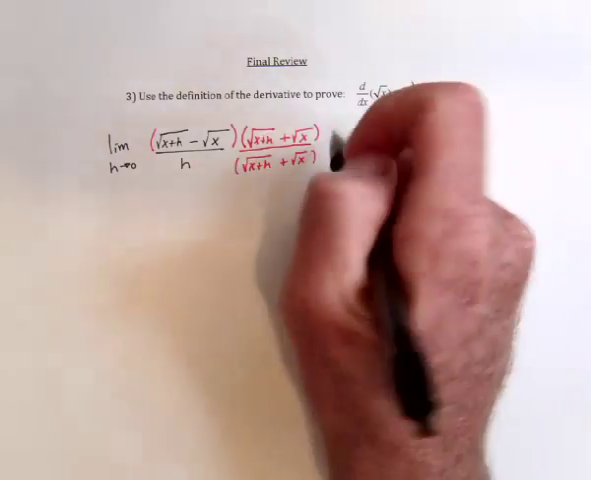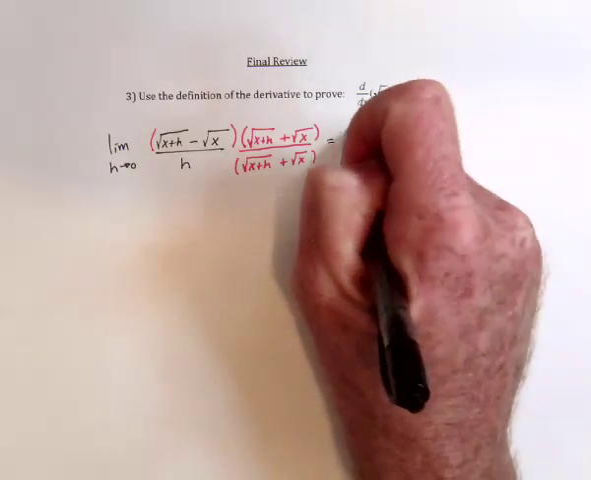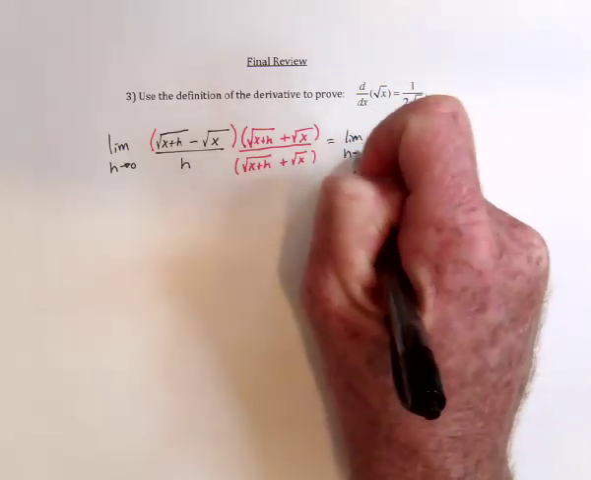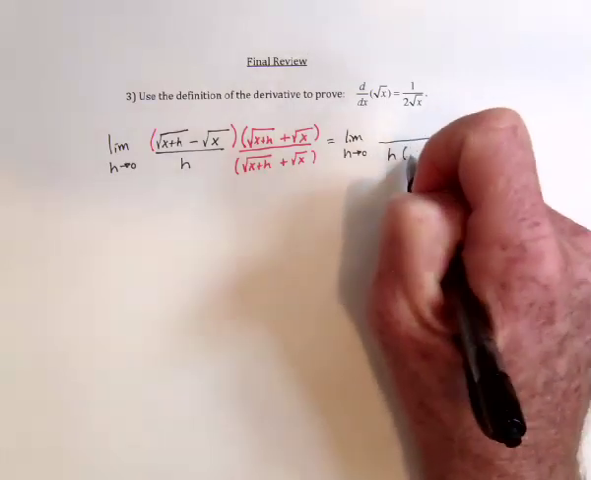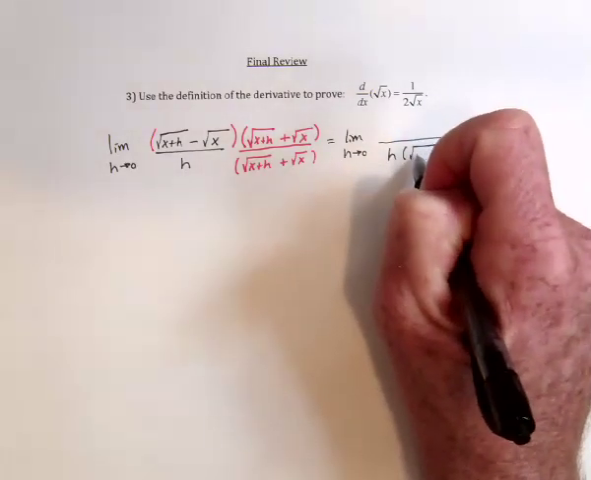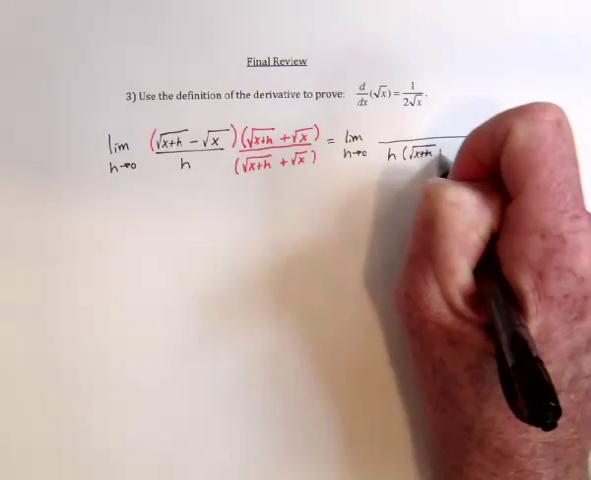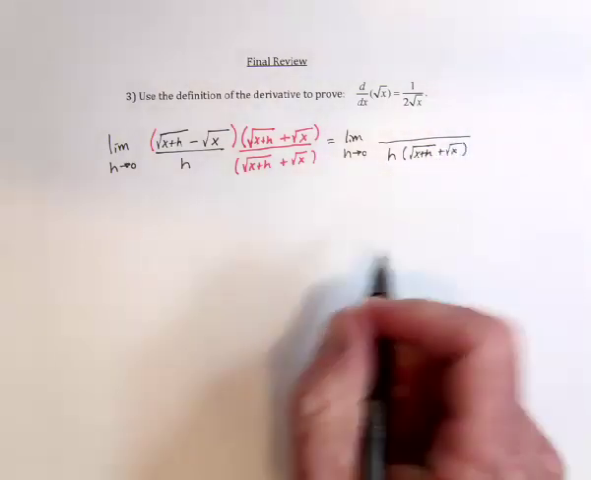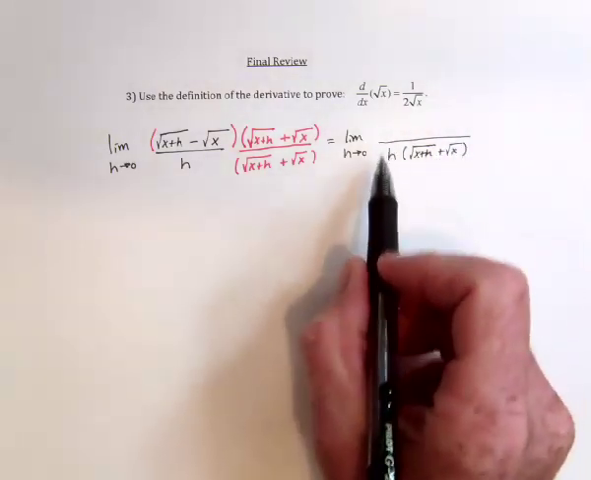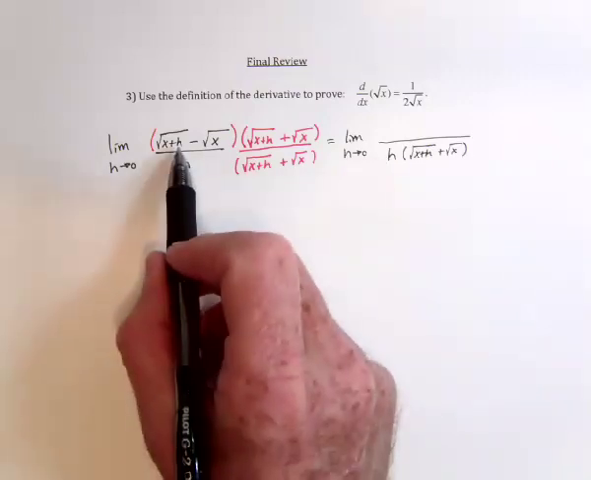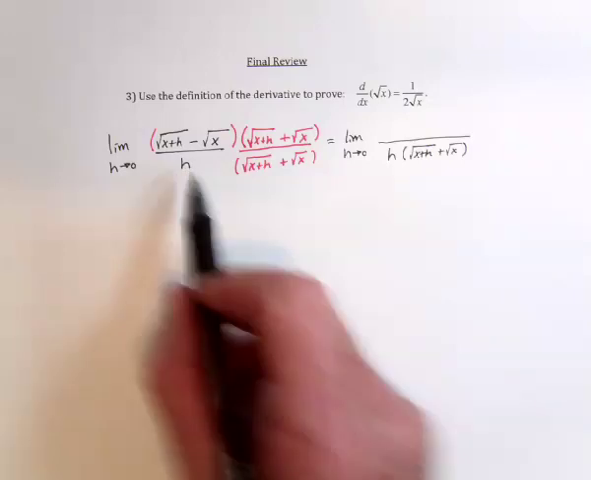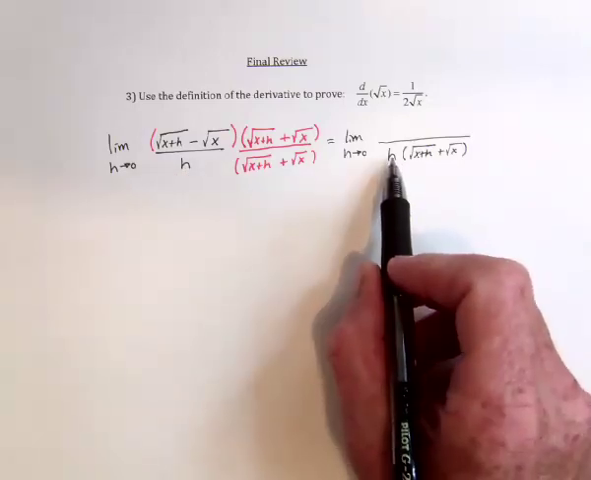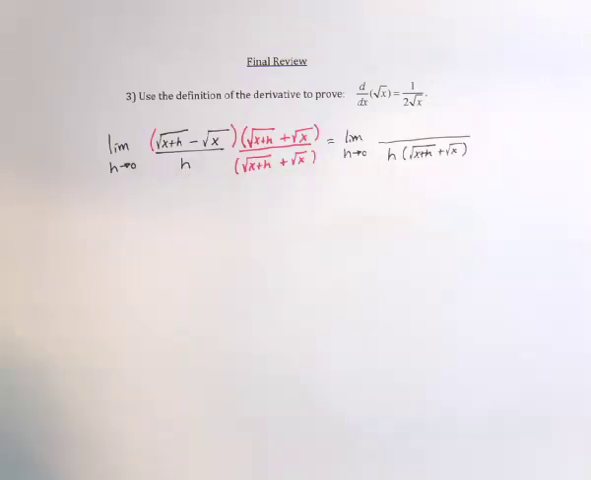Now for the denominator, don't actually multiply it out. So we'll have limit as h approaches 0, and then h times the conjugate. The reason for that is I want this h to cancel. Like I just said earlier, if we can get rid of those x's, then we can get the h to cancel. So just leave it right there. So hopefully we can cancel it in a bit.